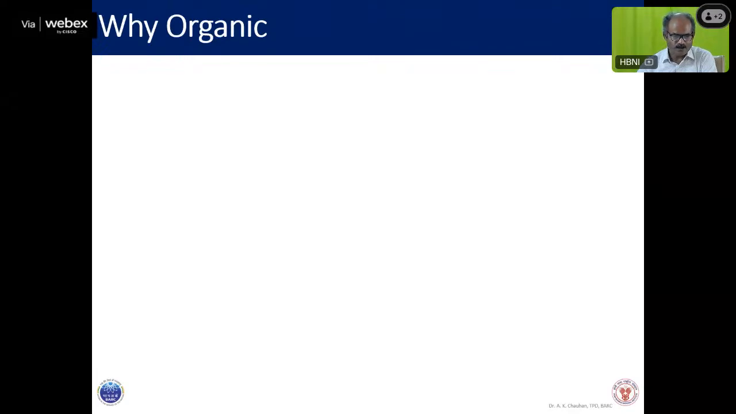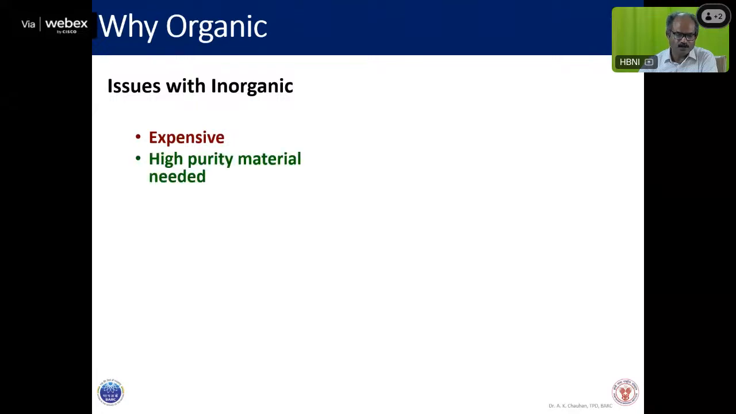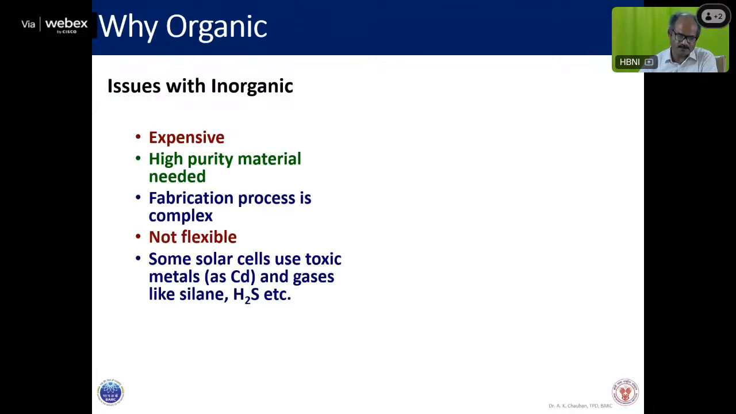So first is, when inorganic was working so fine, why is organic required? Silicon is working fine, even wafers and thin-film technologies, and they are well established. They are working fine. So what are the issues? Number one, these are expensive. When I say expensive, I say it is relatively expensive. Then high purity materials are needed.